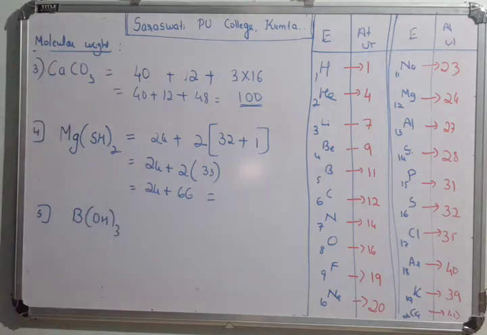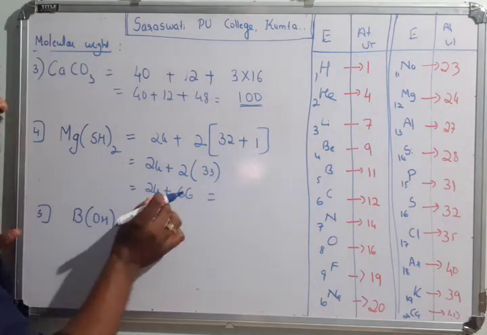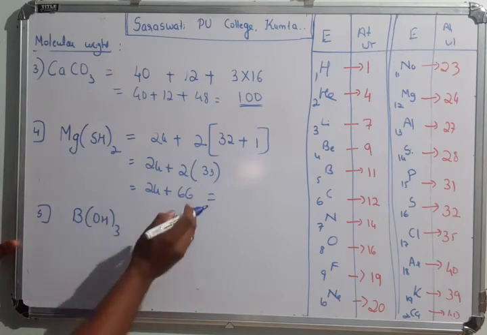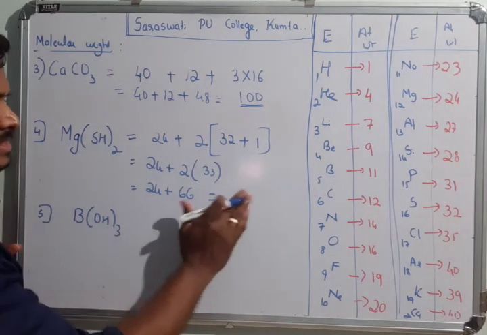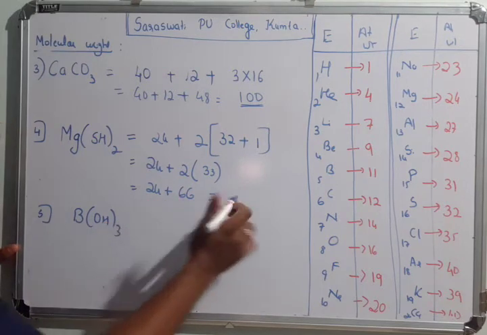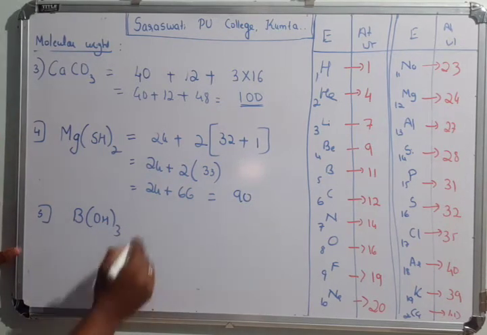So when you add it, 66 plus 24, this will be 0, right? Or directly you can add: 66 plus 4 will be 70, plus 20, it will be 90. Got it? Okay. Similarly, we'll go for this.